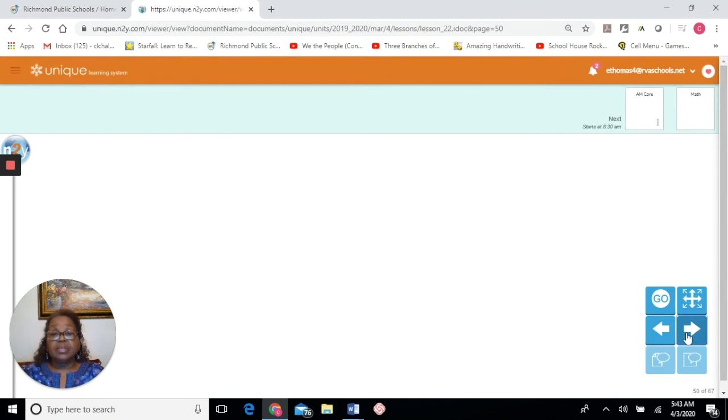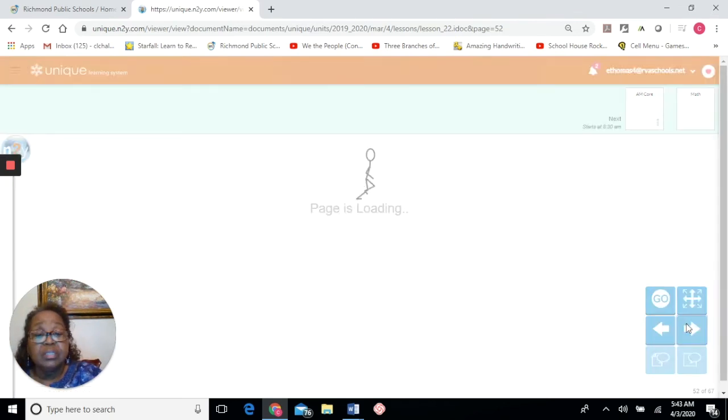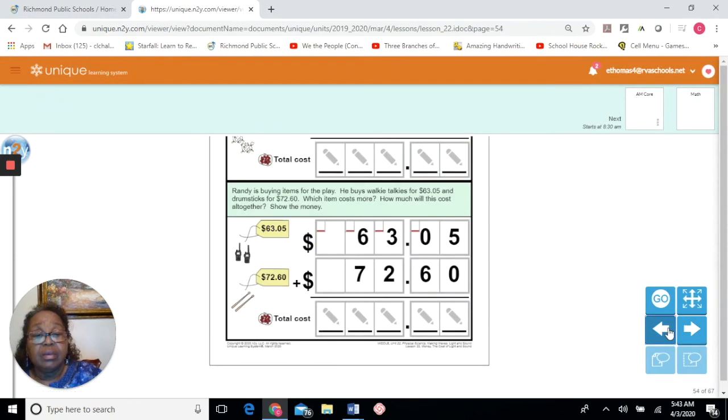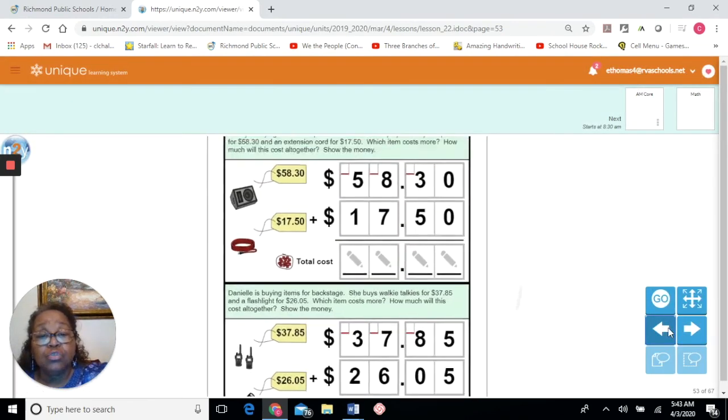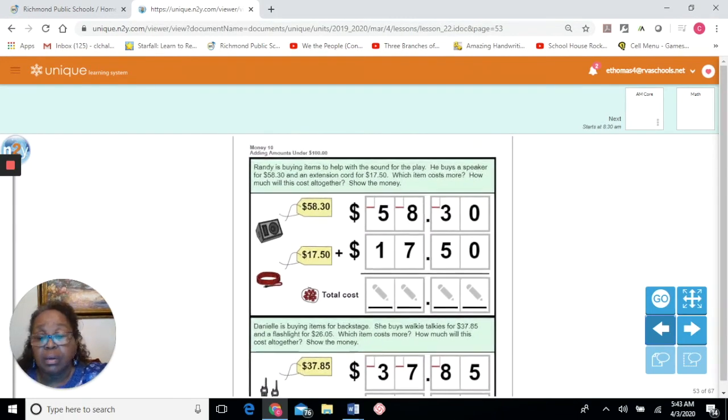All right. Let's see. Well, I'm not really wanting to add 3 rows of numbers. Here's a set of numbers. Let's do one more, and then we'll move on. Randy is buying items to help with the sound for the play. He buys a speaker for $58.30, an extension cord for $17.50. Which item costs more?